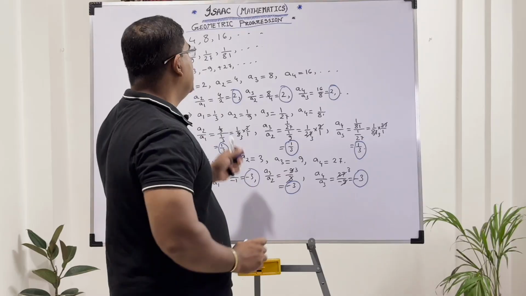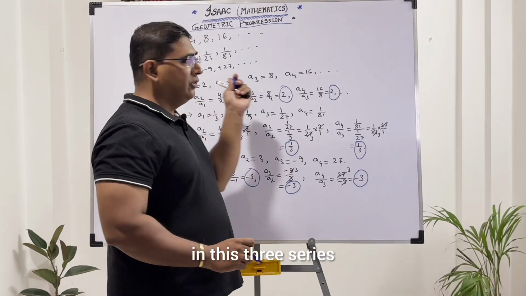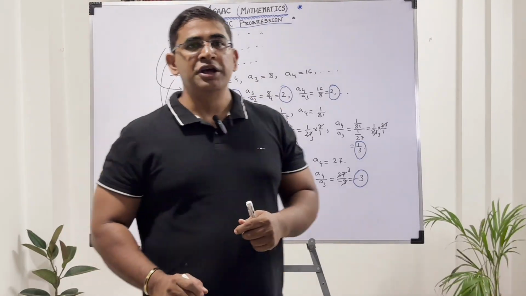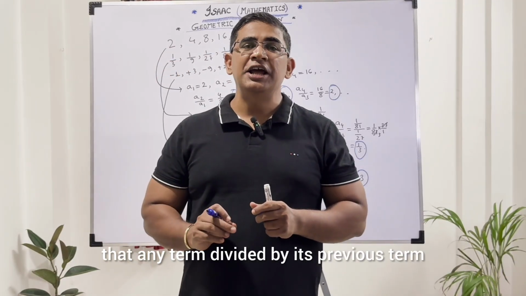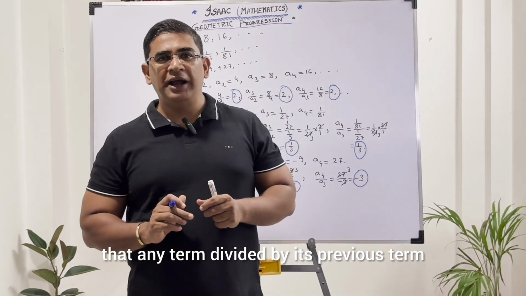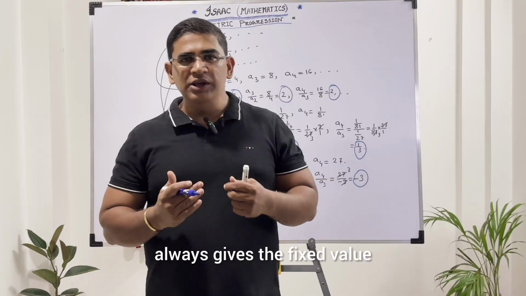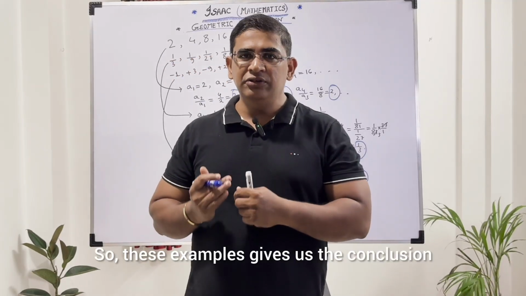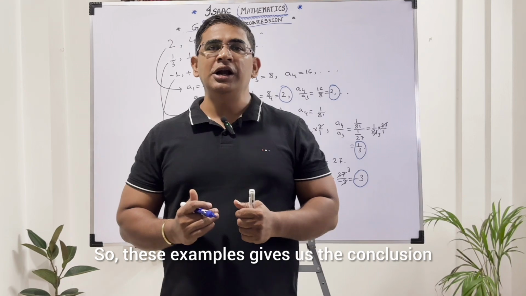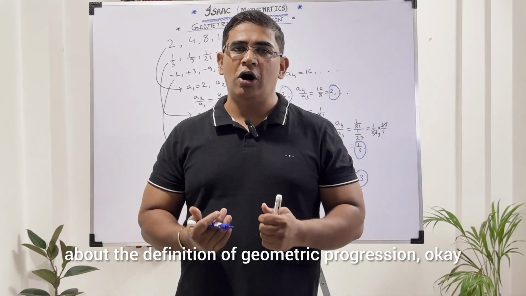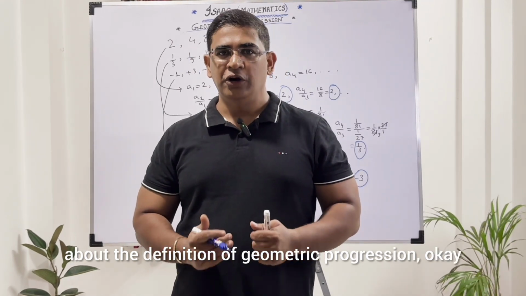That is, in these three series, the series progressed in such a way that any term divided by its previous term always gives a fixed value. So, these examples give us the conclusion about the definition of geometric progression. Okay.